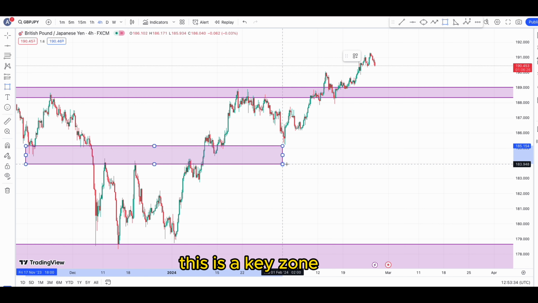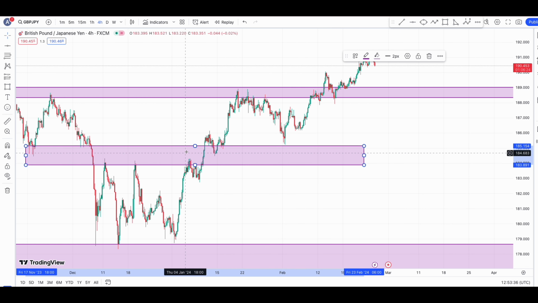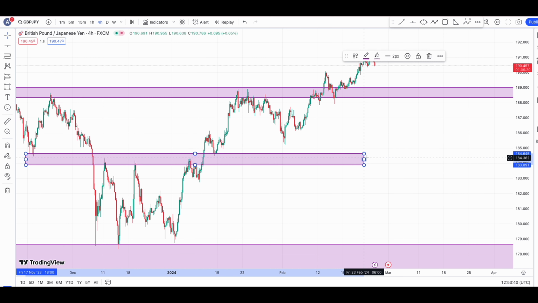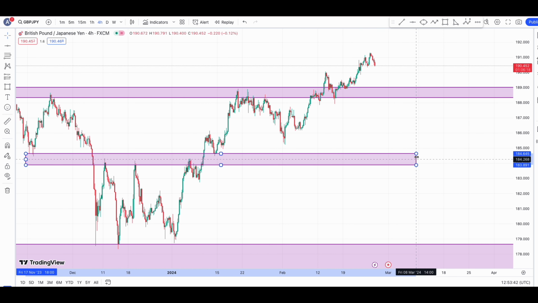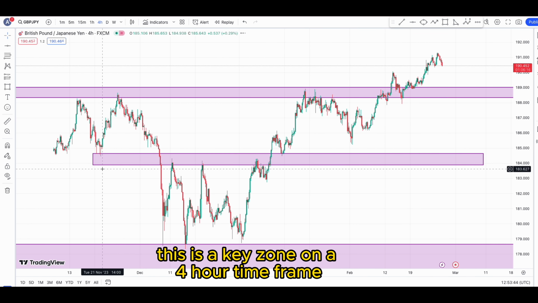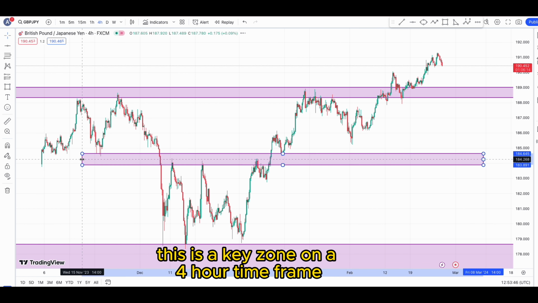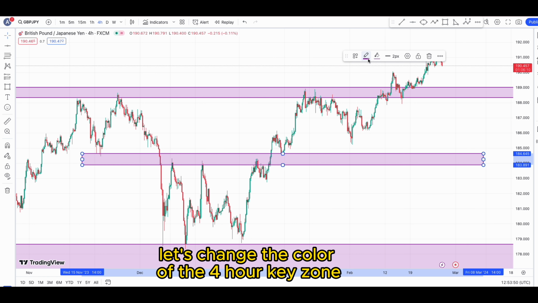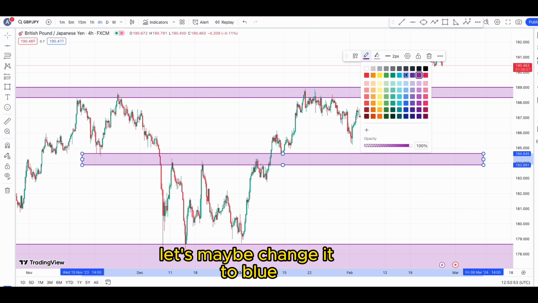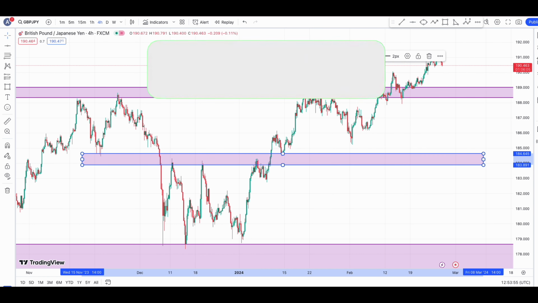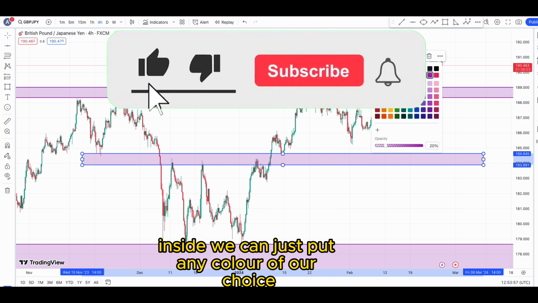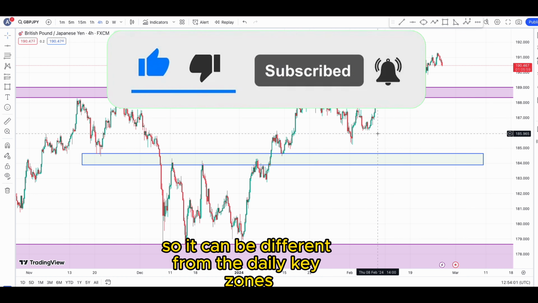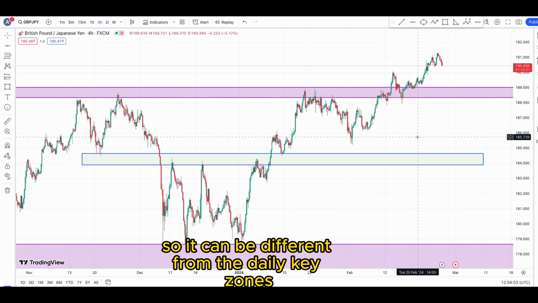So as you can see, this is a key zone. This is a key zone. This is a key zone on the 4-hour time frame. You see the daily, let's change the color of the 4-hour key zone. Let's maybe change it to blue. Inside we can just put any color of our choice, so it can be different from the daily key zones.